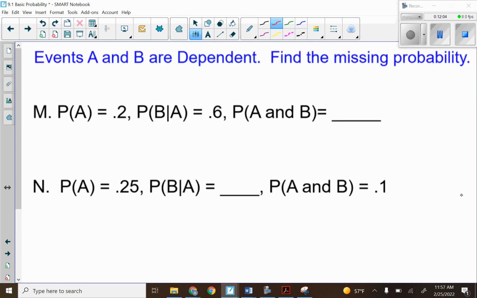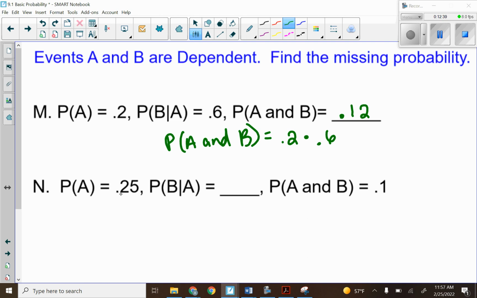So now we are trying to find our missing probabilities. So P of A and B, we get that from taking 0.2 times 0.6, which is 0.12.